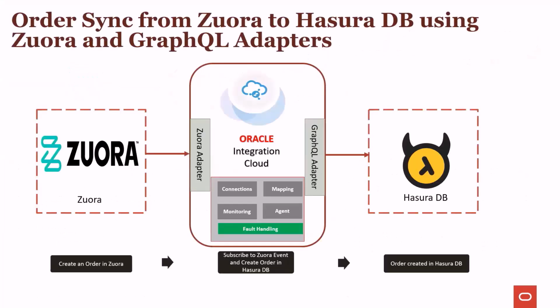Let's now review our use case. It's order sync from Zuora to Hasura DB using the Zuora and GraphQL adapters. The Zuora adapter generates a real-time event when an order is created, and that's captured by Oracle Integration and passed to Hasura DB using the GraphQL adapter. The Hasura DB here exposes the GraphQL APIs, using which the GraphQL adapter pushes the data into the Hasura DB. So let's now review the integration.